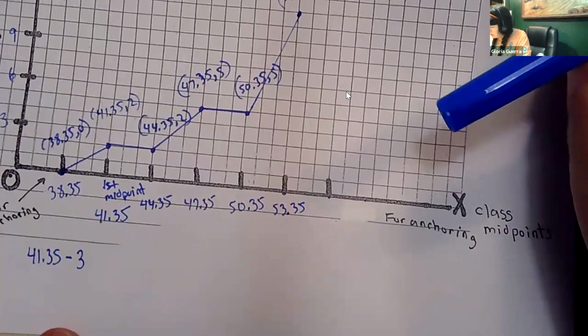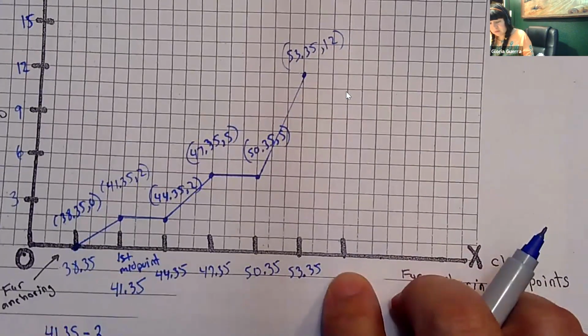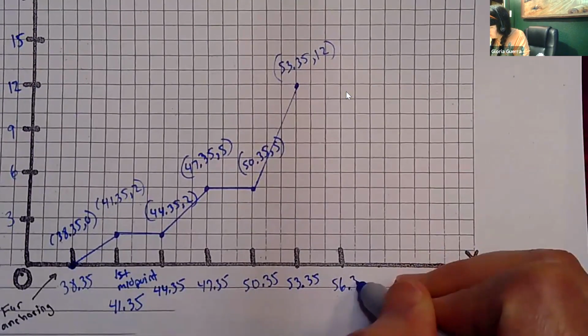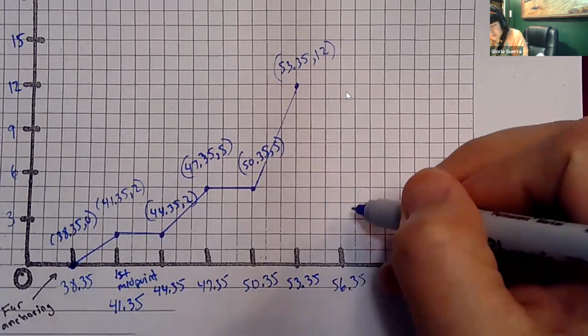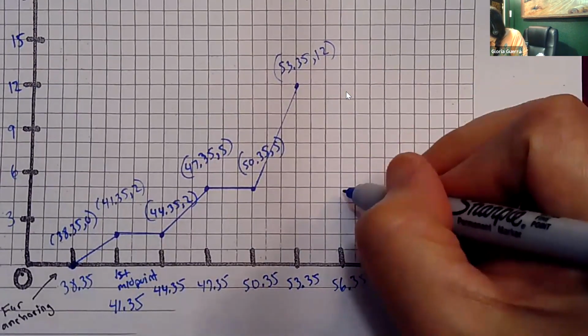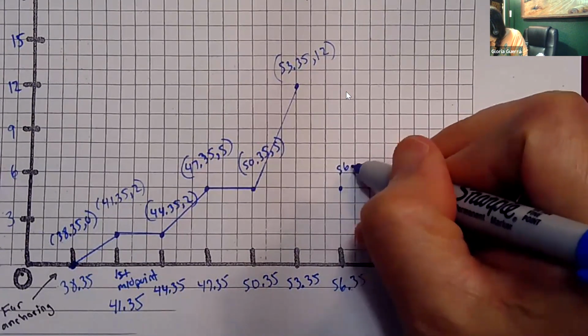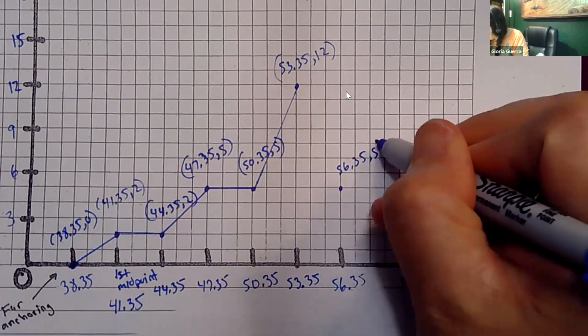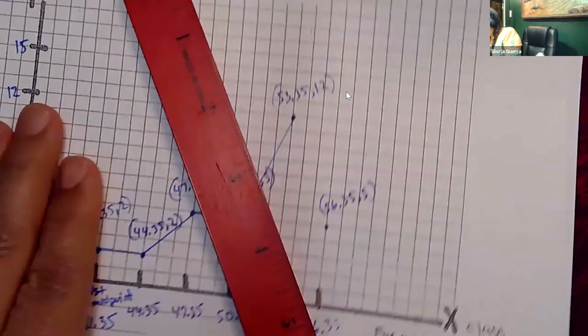And then the last midpoint is 56.35 and then 5. But remember, we're going to have to anchor it. And it was 5. So that's the last midpoint, but we're not done. We're going to have to anchor it.